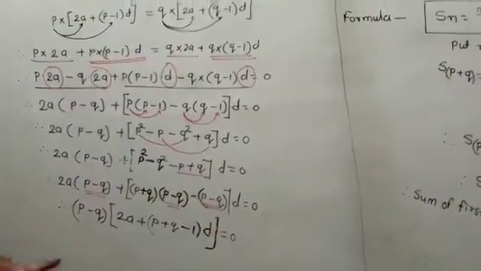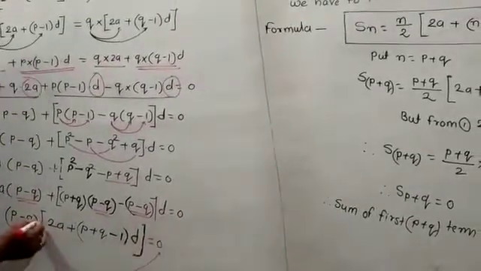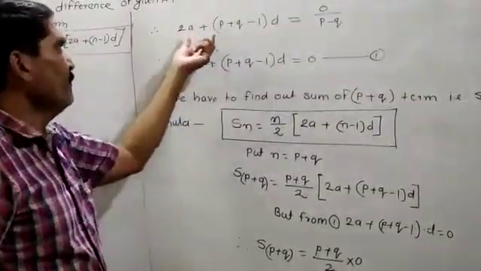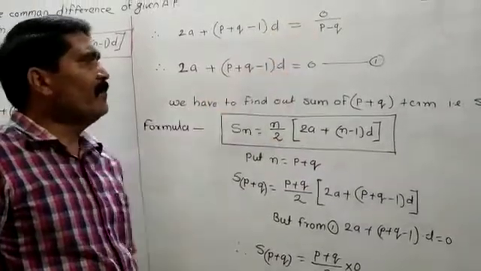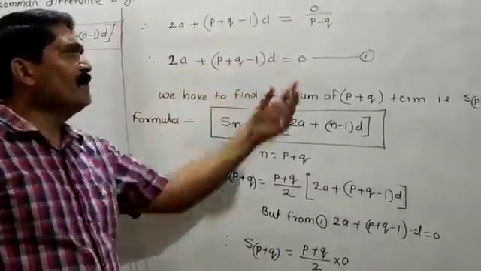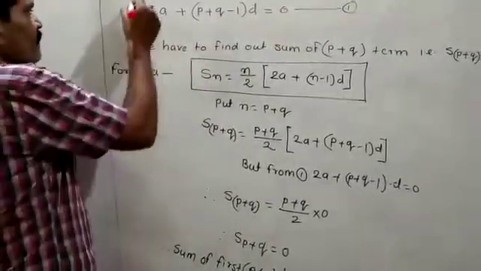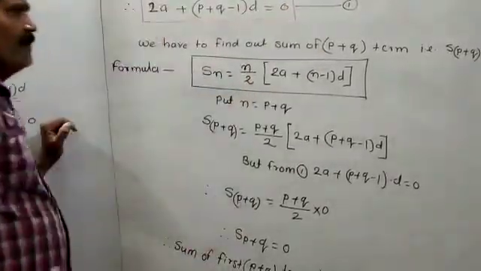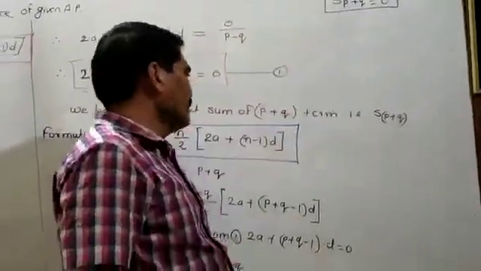Then friends, you have to shift this p minus q to that side. Multiplied by p minus q becomes divided by p minus q, and 2a plus (p plus q minus 1) into d is equal to 0 upon p minus q. So 2a plus (p plus q minus 1) into d is equal to 0. Once you get this value, it is very important for solving our example. Then you have to concentrate on the sum of p plus q terms.